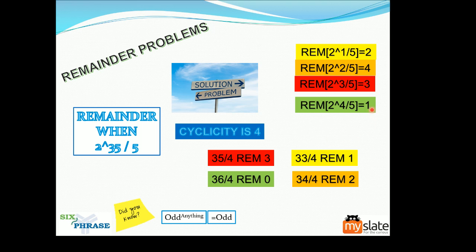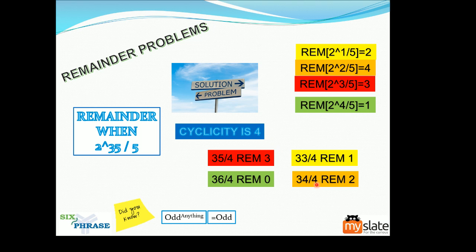So whenever you are given a power, just divide it by 4. Look at what you get as the remainder. Depending upon what remainder you get, your answer will vary between 2, 4, 3 and 1. It is as simple as that. And this 4 is dependent upon the cyclicity. If the cyclicity is 6, you have to divide this power by 6. If the cyclicity is 7, you have to divide this number by 7.